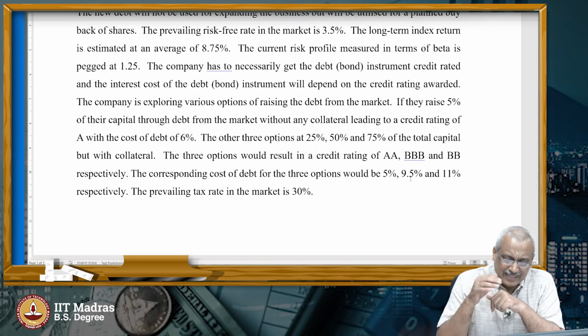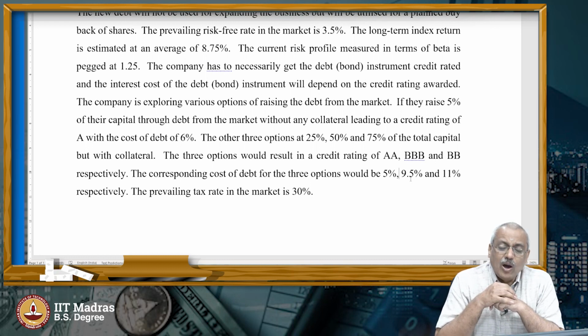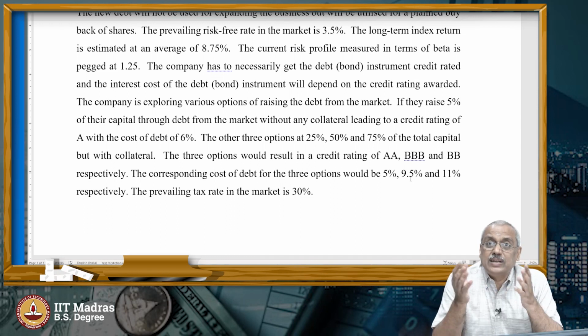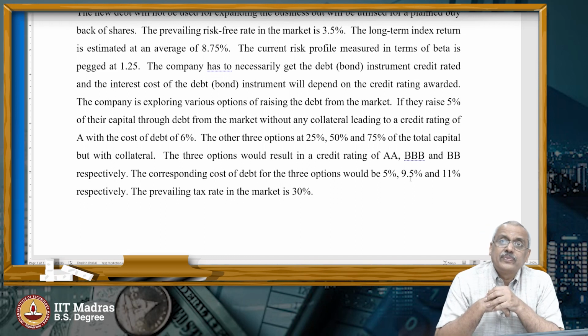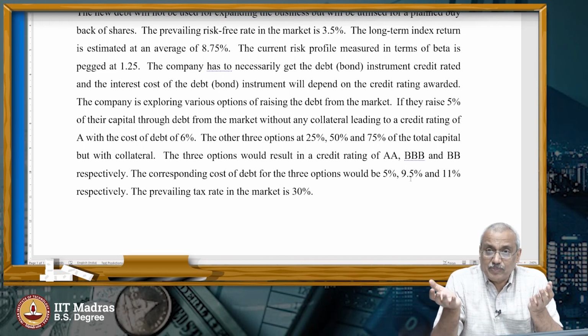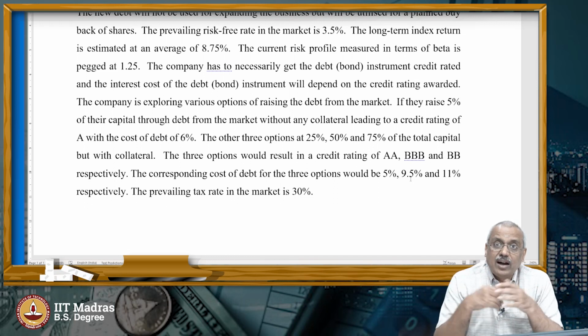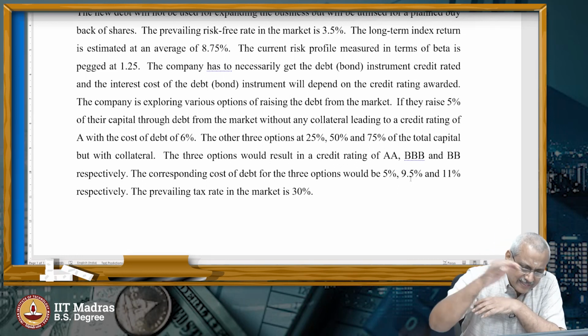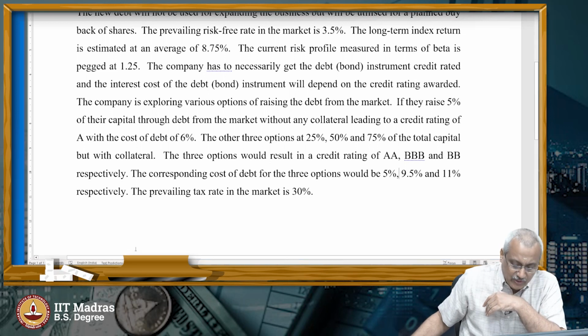The prevailing tax rate is 30%. Now the question is, which is the best possible option? Should they raise 5% without collateral? Should they raise 25%? Should they raise 50 or should they raise 75? That is the question that we need to look at. So let us try and solve it.